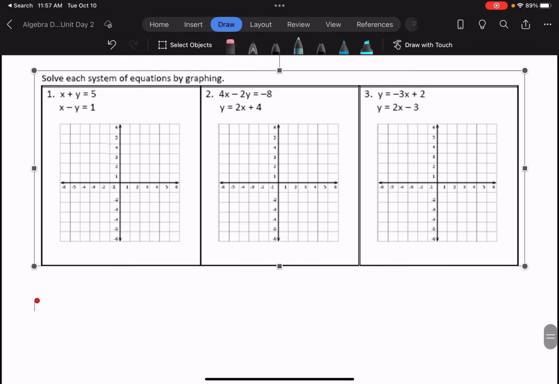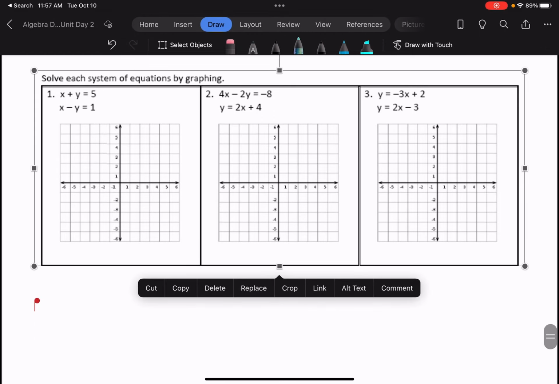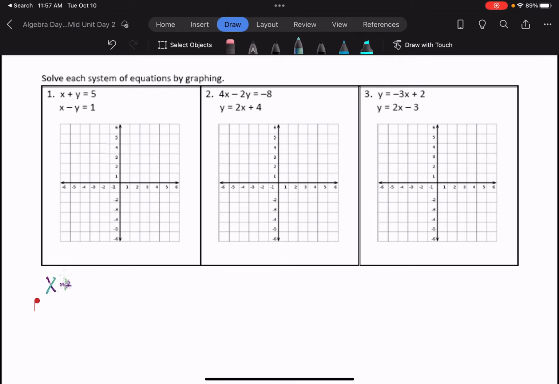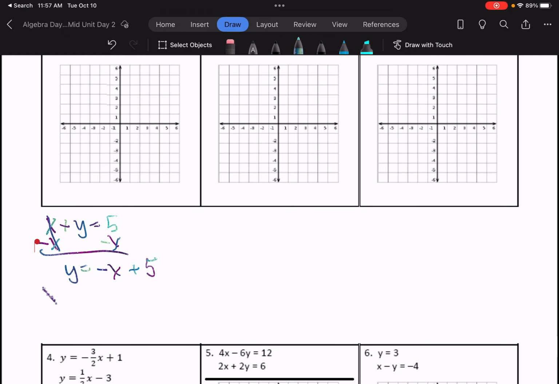All right, down below, you're doing the same thing, okay? You're going to use the space below to show your work. Put them into slope-intercept form. Write it out. A lot of you are doing this in your head, and then that's where you're making your sign mistakes. So if you write it out, you're less likely to make a mistake with your sign. All right, so x minus y equals 1.